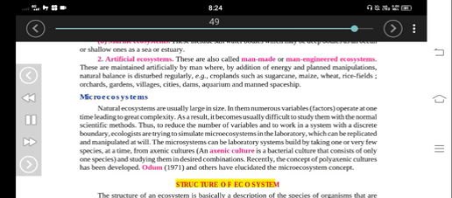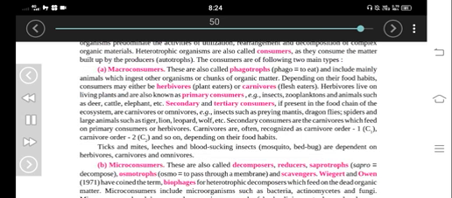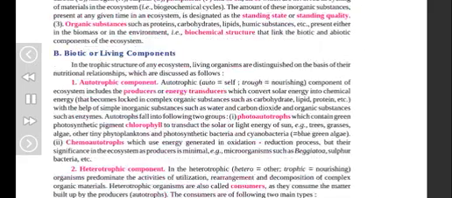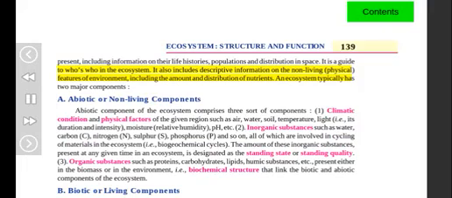Structure of ecosystem. The structure of an ecosystem is basically a description of the species of organisms that are present, including information on their life histories, populations and distribution in space. It is a guide to who's who in the ecosystem. It also includes descriptive information on the non-living physical features of environment, including the amount and distribution of nutrients.